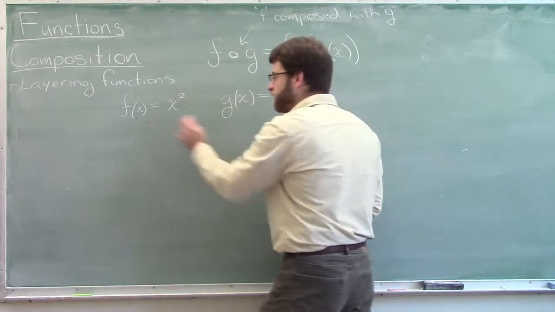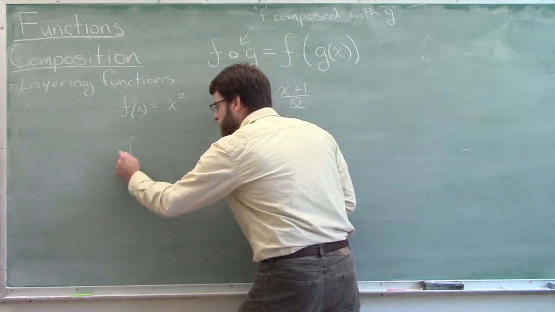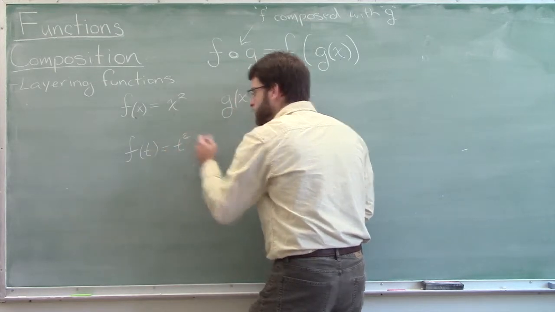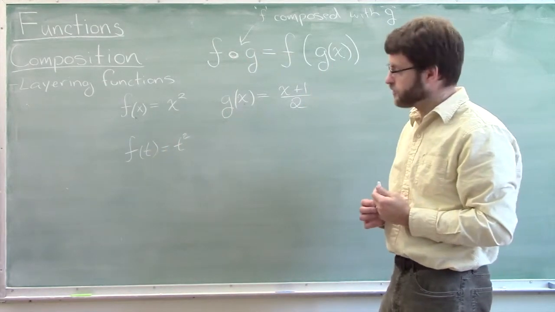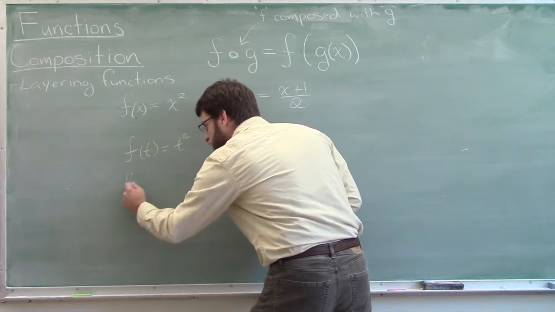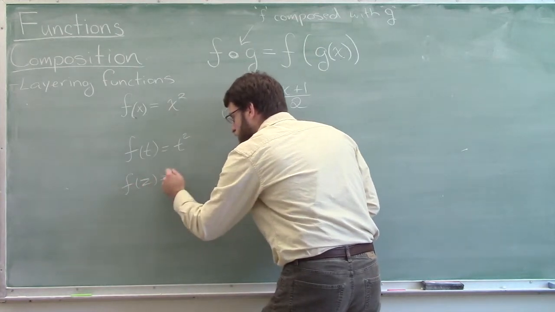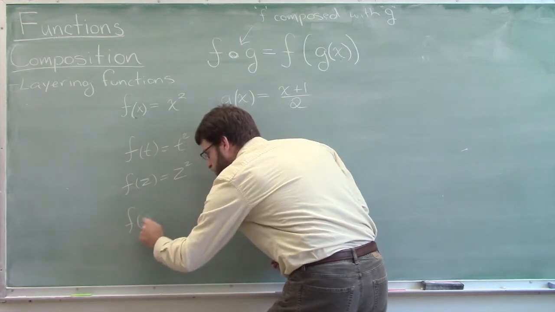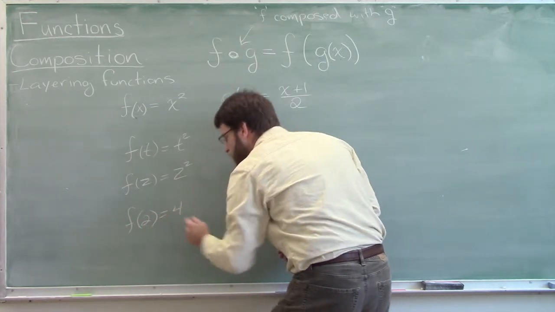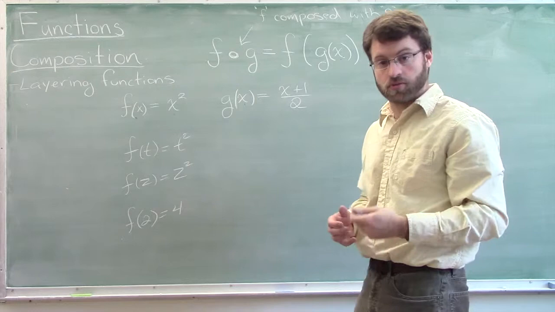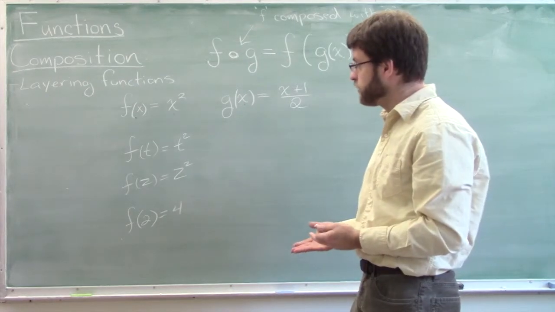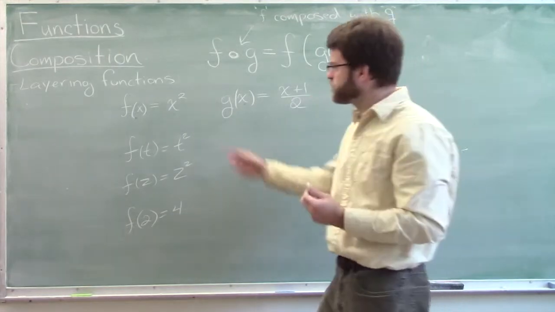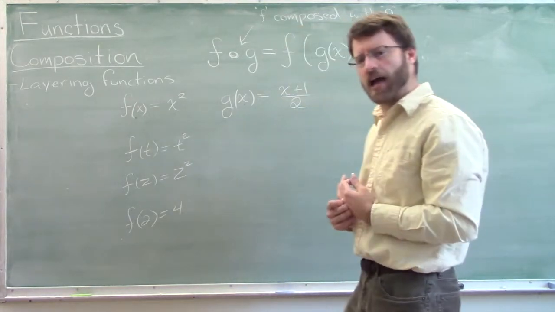So if f of x is equal to x squared, f of t would be t squared. Okay? f of z would be z squared, and f of 2 would be 4. 2 squared is 4. Okay, so just get that idea of flexibly changing what you're putting inside f.